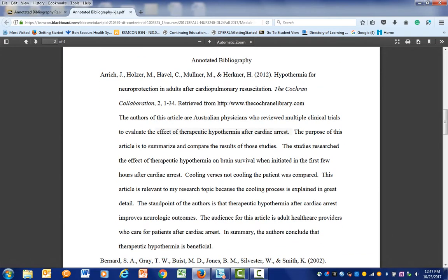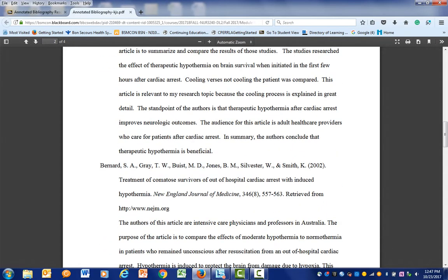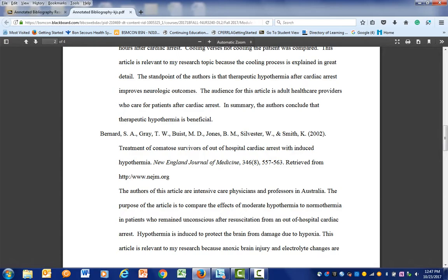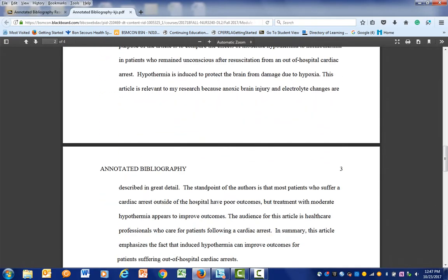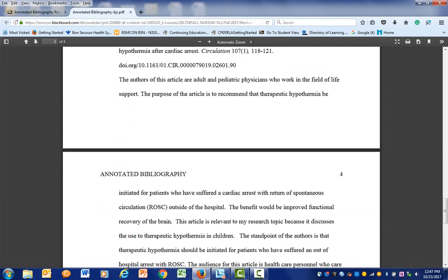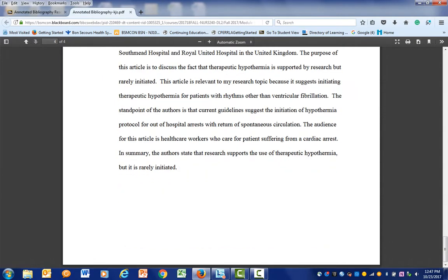When you talk about the authors, you need to give the qualifications. So these are physicians who reviewed multiple clinical trials, and this tells more about their being physicians in Australia and such. There should be 5 articles. You don't have to have a reference page at the end of this.